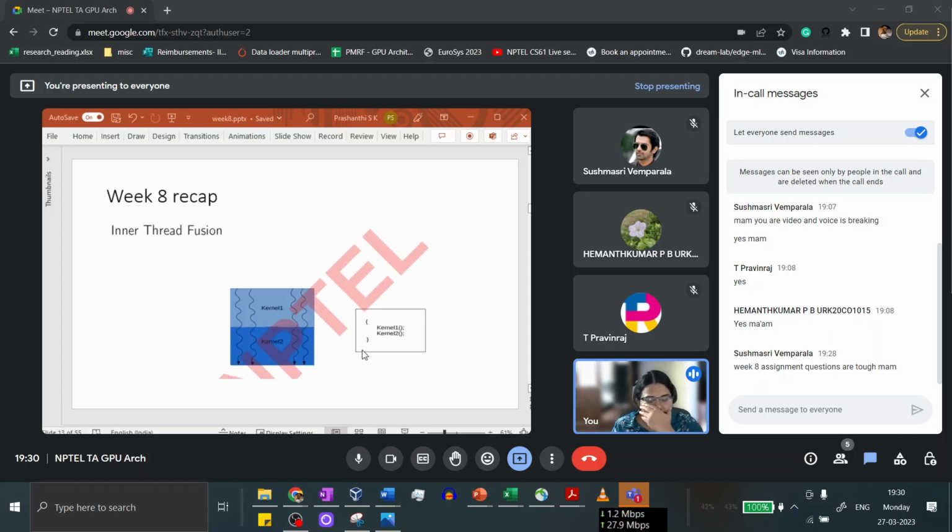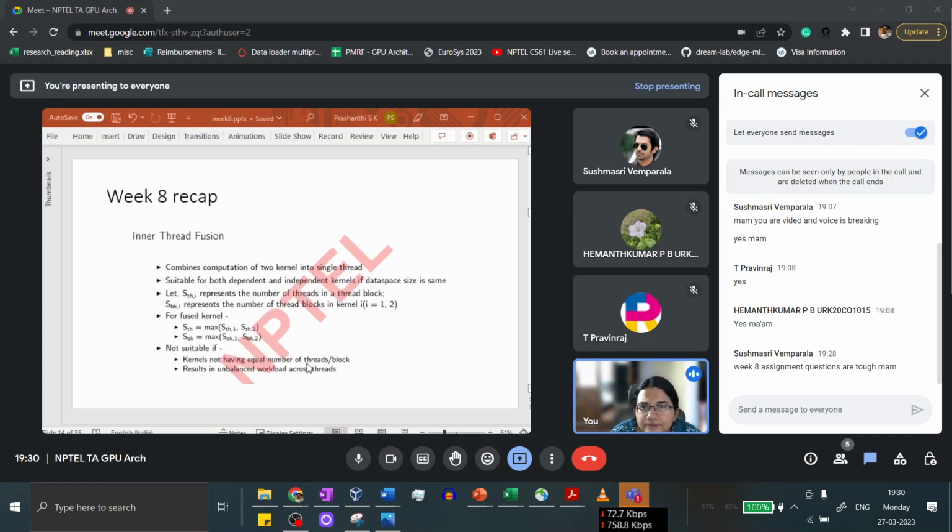So starting with the simplest one, which is inner thread fusion, right? So this is what it looks like. You have your kernel 1 and kernel 2, and there are some number of threads in kernel 1 and kernel 2. Now what you do is you increase the work per thread, right? So every thread is now going to do some amount of work for kernel 1 and some amount of work for kernel 2. This is how it's going to be. So basically it combines the computation of two kernels into a single thread.